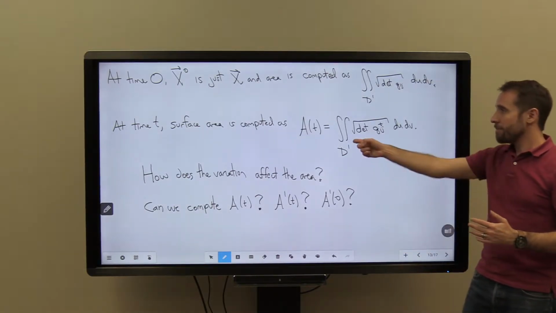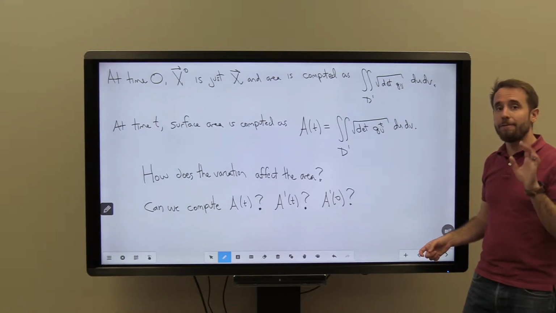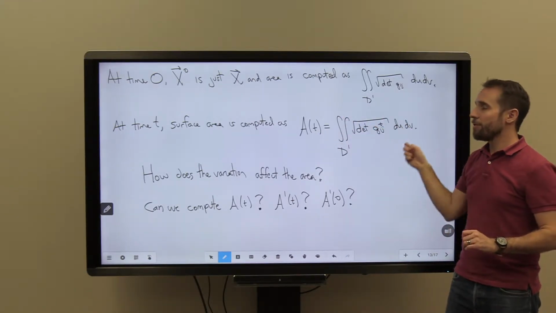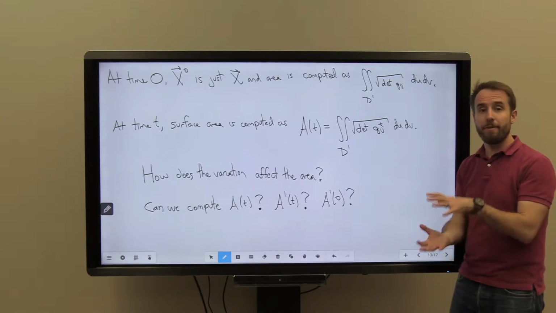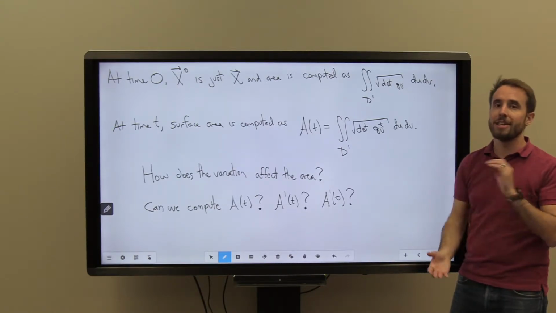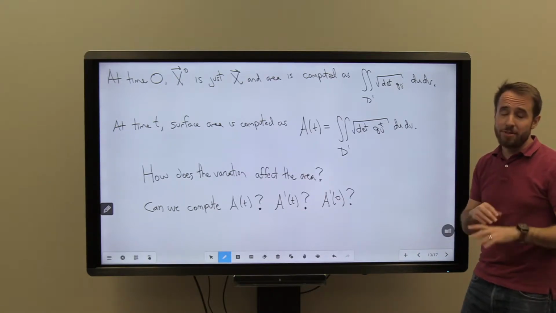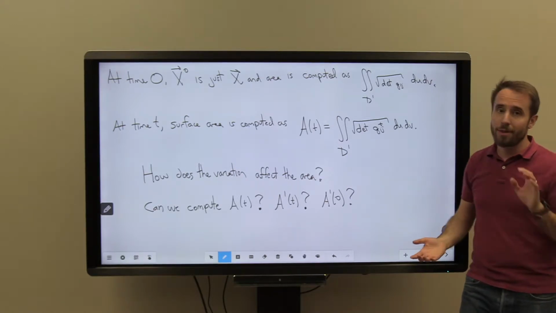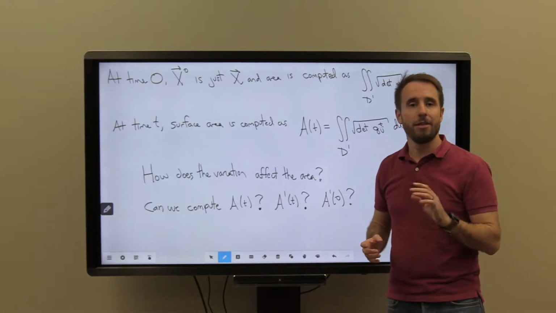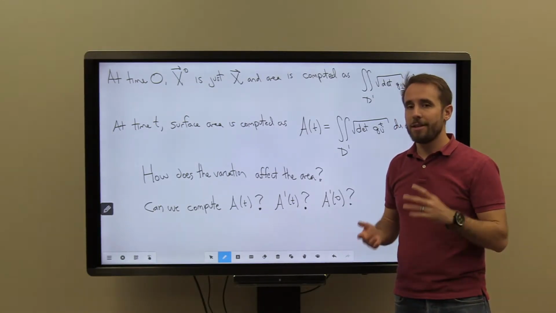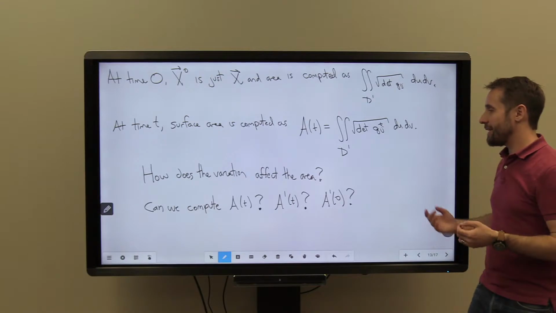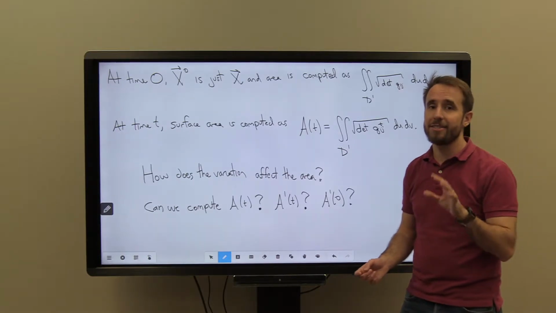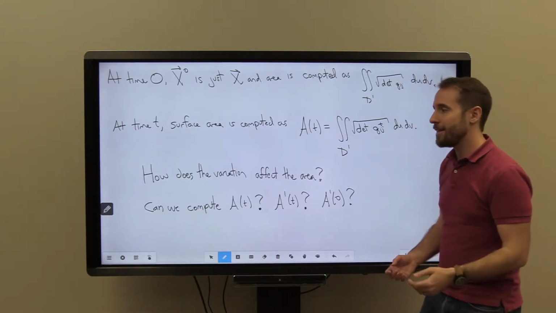What that means is that I can actually make surface area a function of time. I can say that my A of t is this integral. This is measuring the surface area of my varied surface at time t. So at time 0, it's just the area of the original surface. At time t, it's the area of this slightly deformed surface. And we can ask the question, how does this variation, this little h, affect the area? Can I always calculate A of t? And can I calculate A prime of t? That will describe how the area is changing with respect to time.